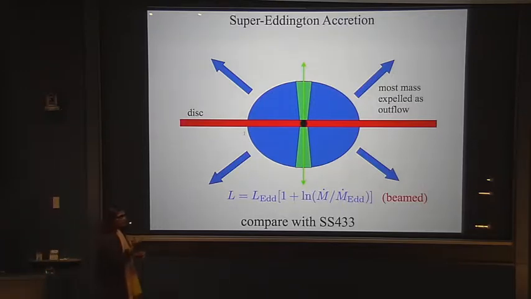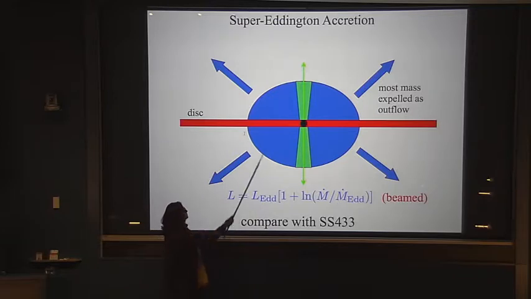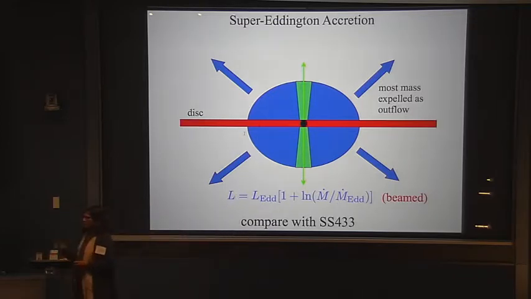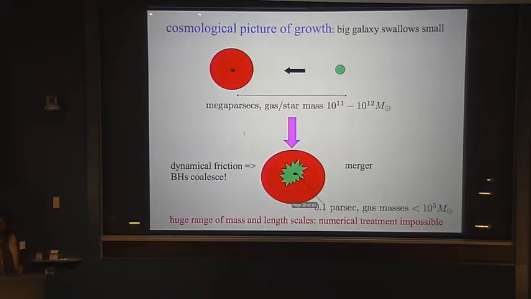Some of the features that you should see are heavily beamed. So at the moment, observationally, we have only one object where we see all the features where this roughly matches, and that's SS433, a source. I urge you to look that source up.